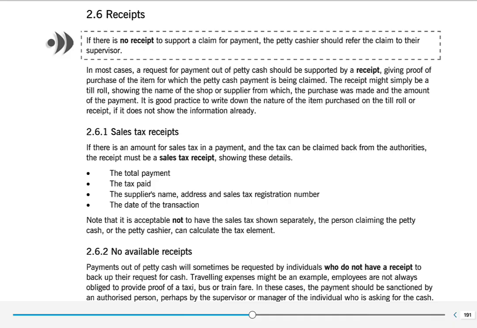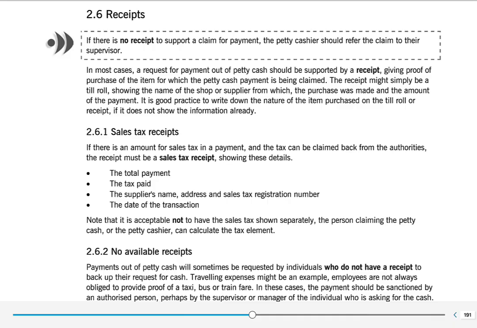What if the receipt is a small till roll and does not explain enough? Sometimes a receipt is only a small till roll. Sometimes it only shows a total amount. In that case, there is a simple good practice. The petty cashier should write a short note on the receipt or on the voucher, such as taxi fare to client meeting, stationery for office printer, emergency batteries for remote control. This makes the record clear for anyone who checks it later.